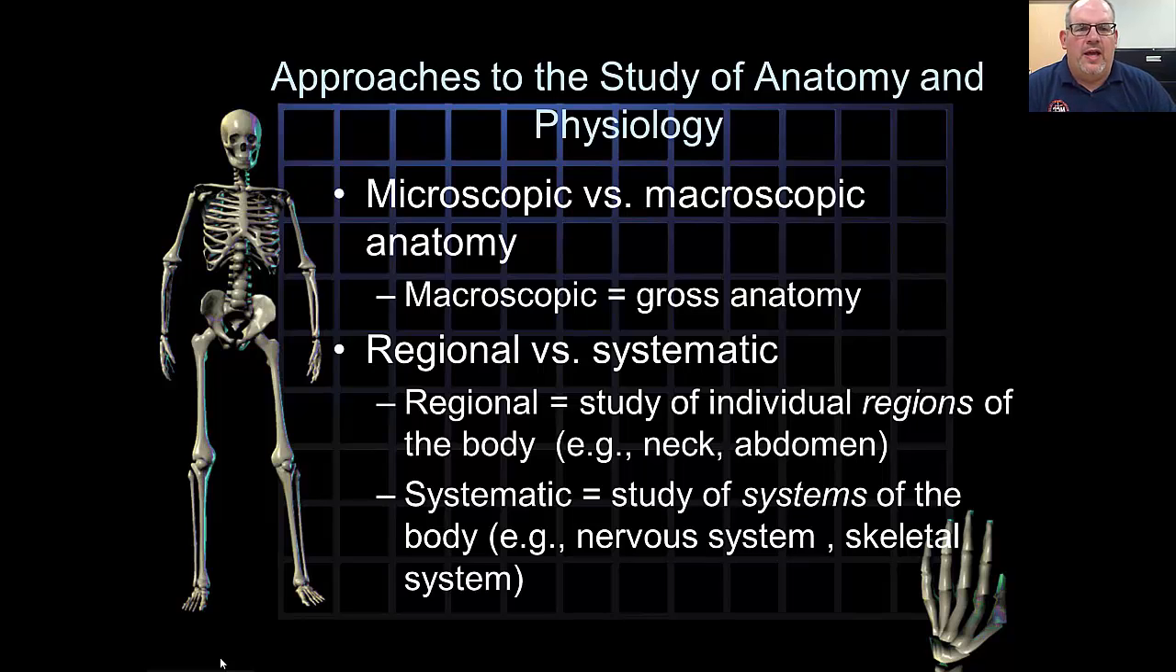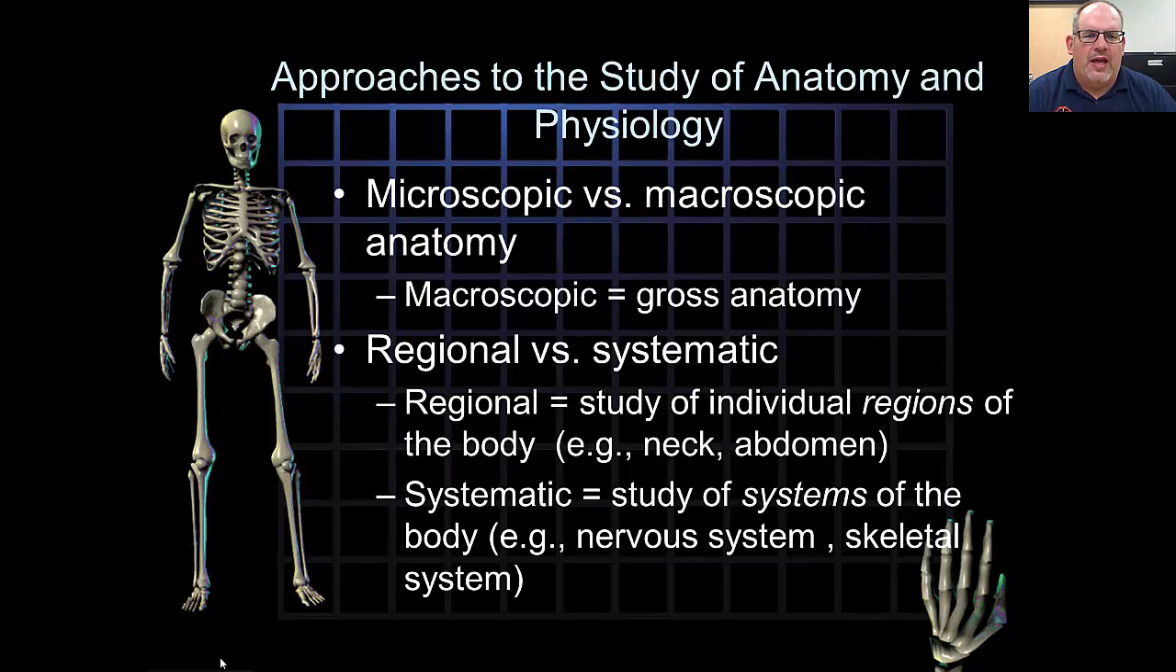When we start looking at anatomy, there is what we call microscopic versus macroscopic. Macroscopic is anything that you can physically see with your eyes, and that's what's important to know: macroscopic you're going to see with your eyes. Microscopic, on the other hand, we're going to have to look through a microscope. So microscopic and microscope.